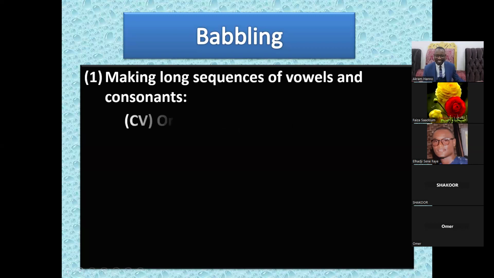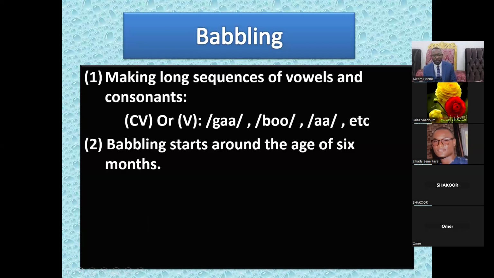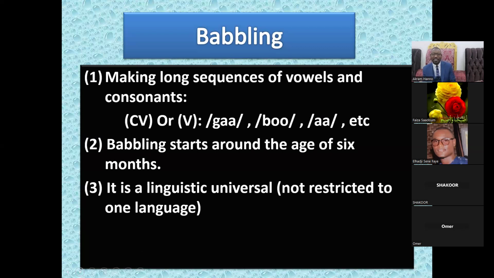Now, babbling starts around the age of 6 months, and is a linguistic universal, not restricted to one language. So whether these languages are intonation languages like English, French, Italian, Arabic, etc., or the so-called tonal languages like Chinese, Japanese, and so on.